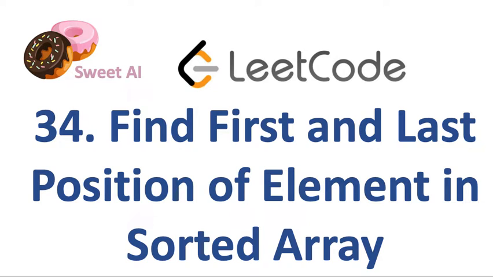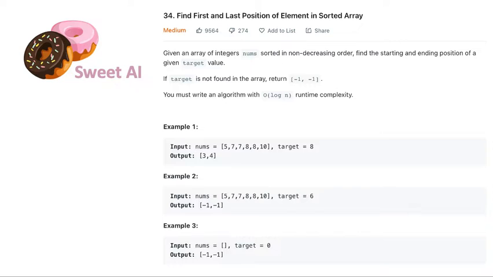34, find first and last position of element in sorted array from LeetCode. Let's jump to the question. The question says: given an integer array that is sorted in non-decreasing order, find the starting and ending position of a given target value.